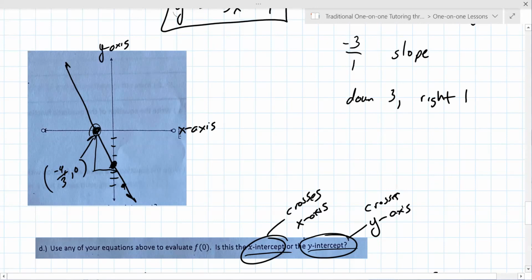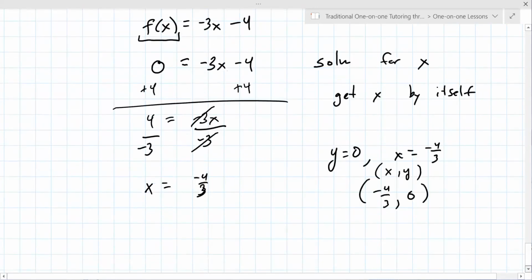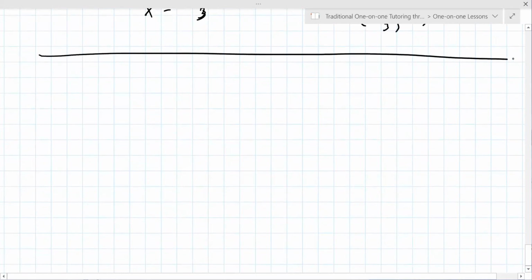I might want to do another one like this. We're going to really emphasize this last part because it's got to be clear. So let's say I give you an equation, y equals -2x plus 6. There's two things I can ask you here.